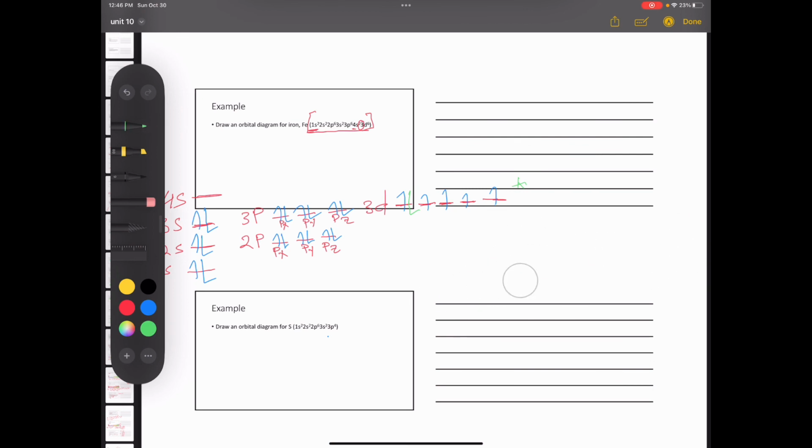So now I have filled my d orbitals. Next, but last but not least, is the 4s, and that one also has 2 electrons. Okay, so that will be 1. Oops.